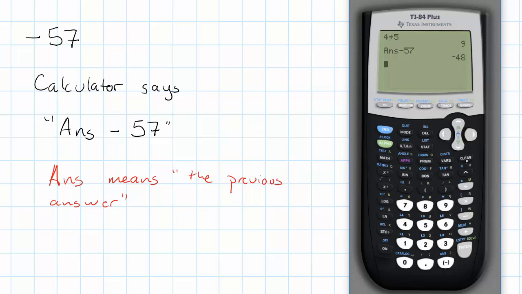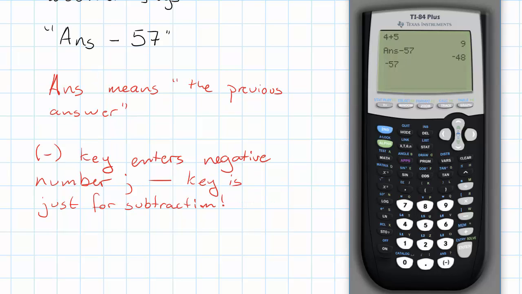How do we enter negative 57? Well, there's a hint, right? Do you see how this negative sign on the negative 48 looks different than this minus sign? The button that we use for a negative sign is different than the button that we use for subtraction. Look here down at the bottom of the calculator. We have a 0, a decimal point, and then a negative sign in parentheses. This negative sign in parentheses is what we use to enter a negative number. The minus key doesn't enter negative numbers. The minus key is just for subtraction.